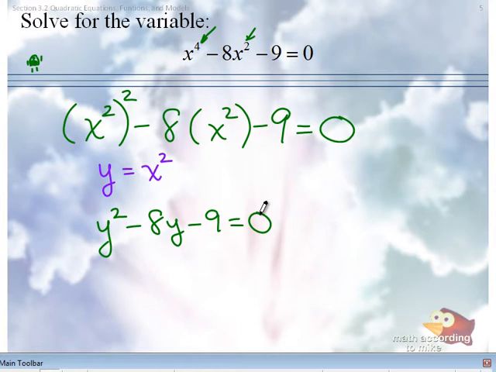The whole purpose of doing the substitution is to make it look prettier. That's really about it. It's not to say you couldn't work with the original one. You totally can, and I'll show you that after we're all done. But after substitution, this looks a lot nicer to work with. How does y squared minus 8y minus 9 factor?